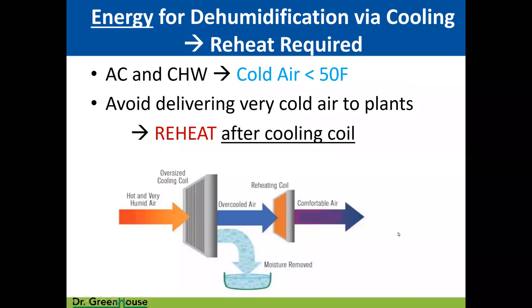Energy, just real quickly, regardless of how you split it, some people say, oh, desiccant dehumidification is going to be more energy efficient than using air conditioning. Well, not necessarily. With air conditioning and chilled water, we have very cold air, less than 50 degrees, a lot of times less than 45 degrees, to hit that dew point temperature and condense water. Well, we don't want to deliver super cold air to our plants, right? We don't want to deliver 50 or 45 degree air to our plants. So what do we do? We reheat. So we're air conditioning and then we're heating. That's a lot of energy.